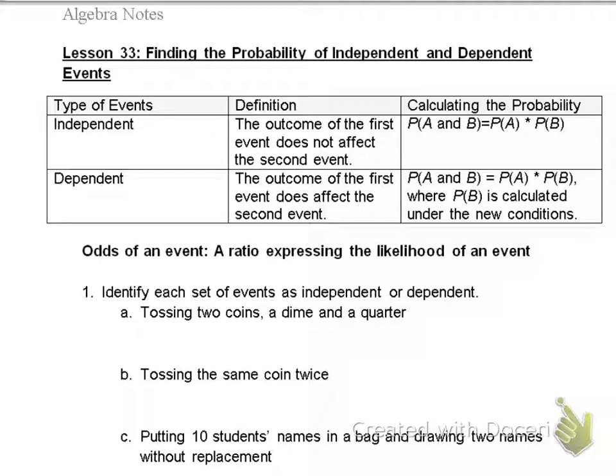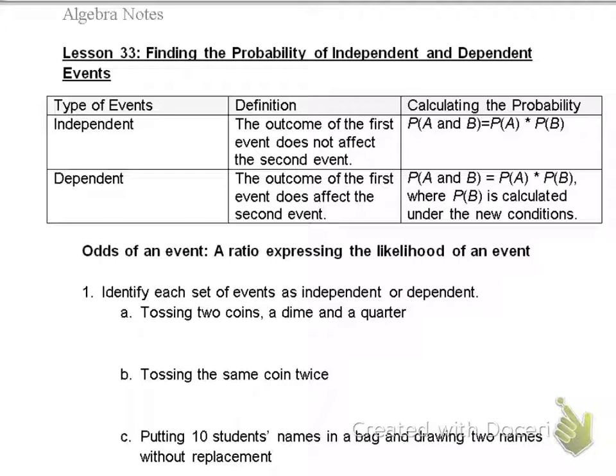Please take a look at the box at the top of your notes, or the table that talks about the two different kinds of events for probability. We can have independent events, and the definition of that is that the outcome of the first event does not affect the second event. So the probability of each one are independent of each other. They do not depend on each other. And when you're trying to calculate the probability of the two happening together, you just multiply their two separate probabilities.